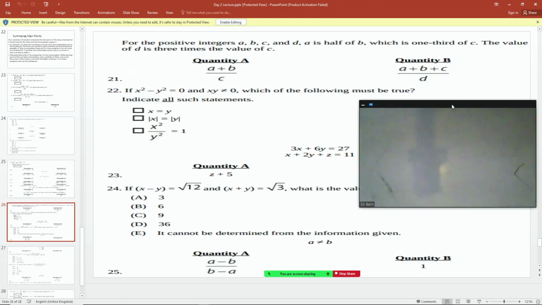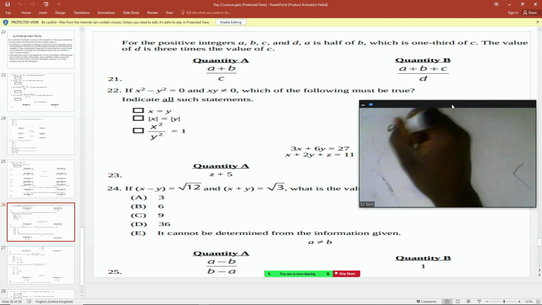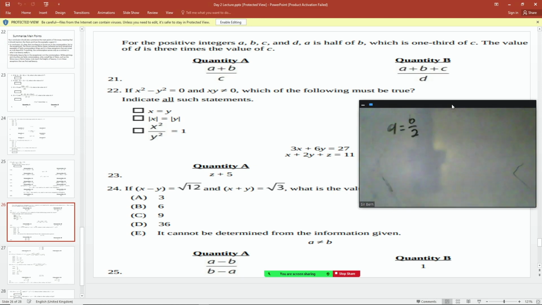Question 21. It says that for the positive integers a, b, c, d, a is half of b. So a is half. So b over 2, which is 1/3 of c.